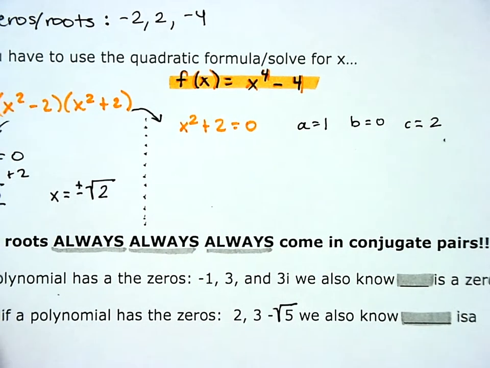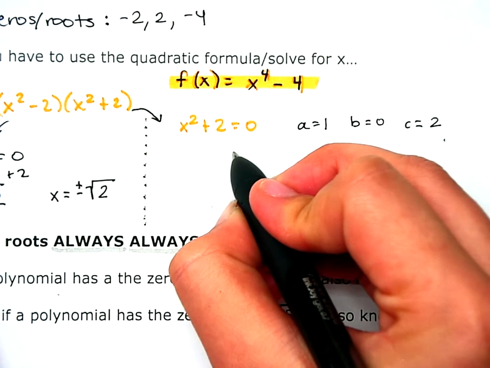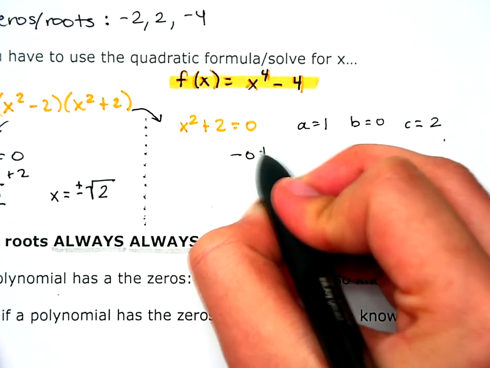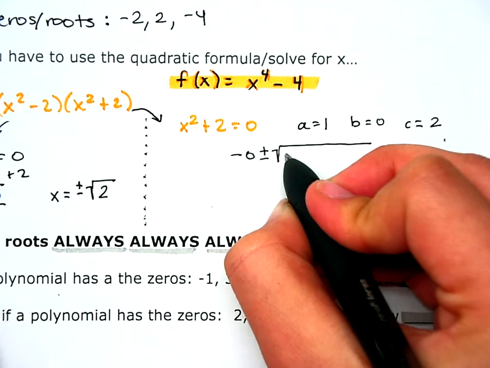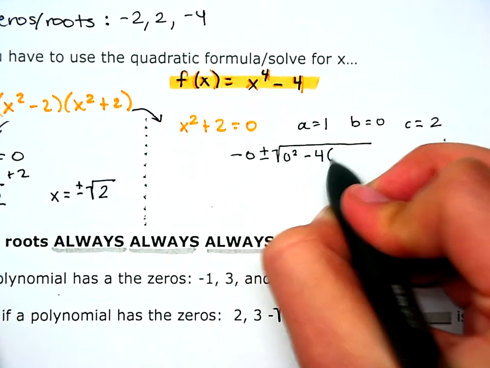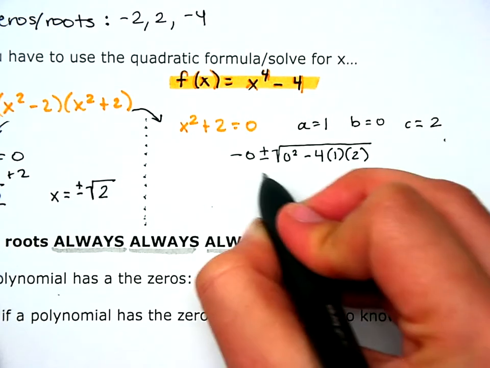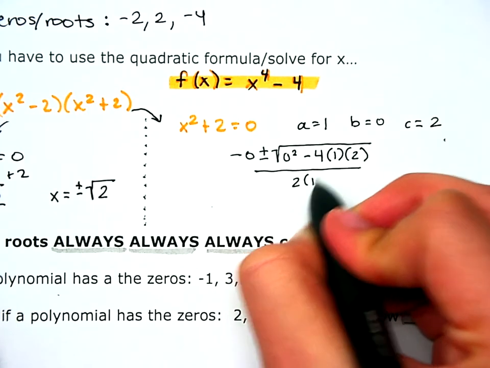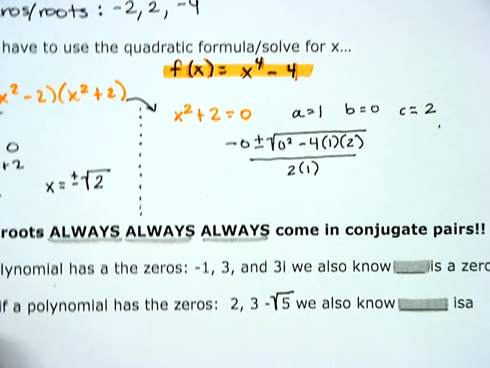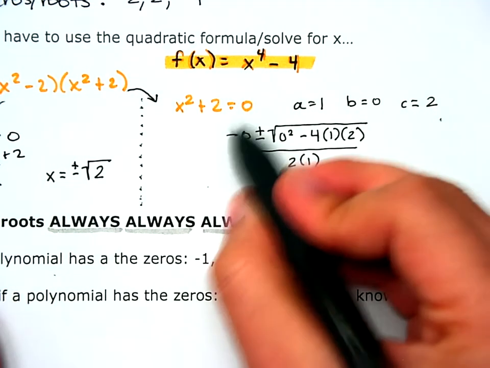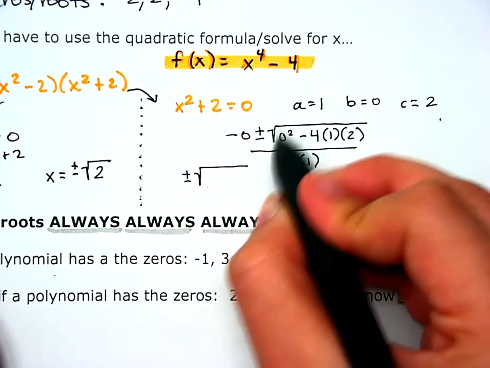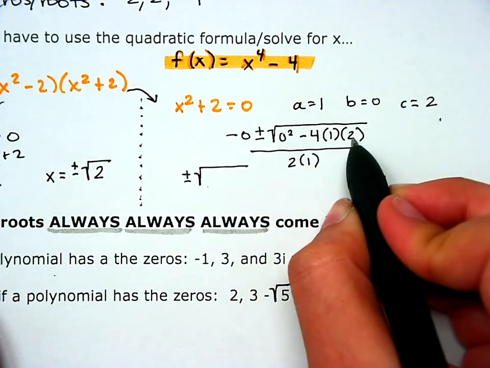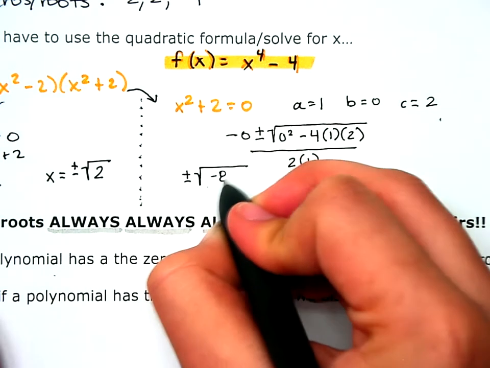So let's remind ourselves the quadratic formula is the opposite of lowercase b plus or minus the square root of b squared minus 4ac all over 2a. So we're going to simplify this now. So this is just 0, so I'm going to have plus or minus the square root of, this is just 0, so it's negative 4 times 2, it's negative 8.